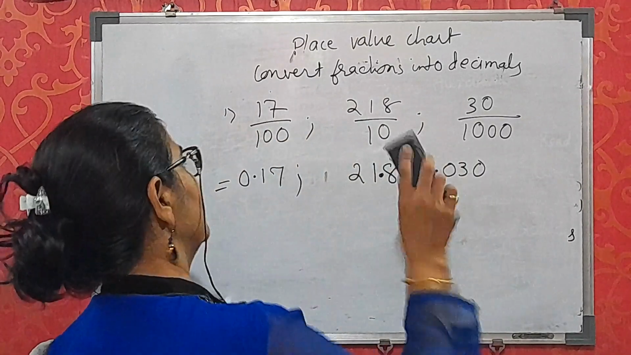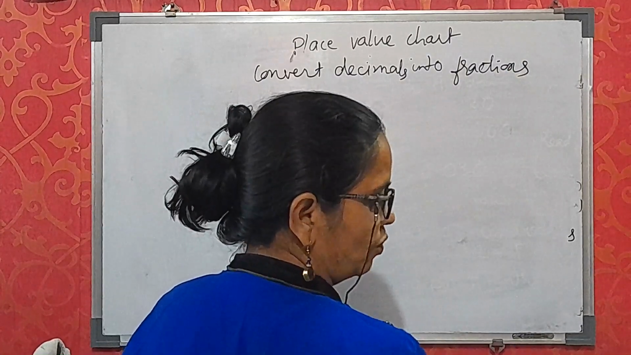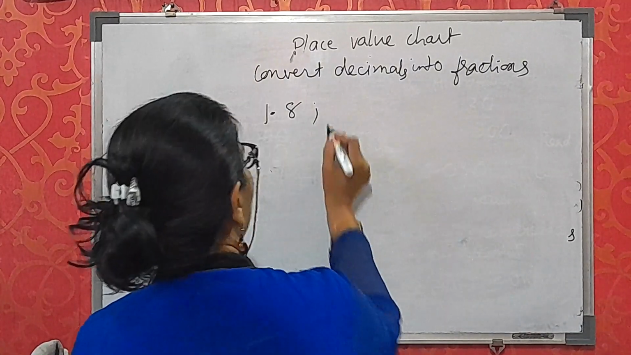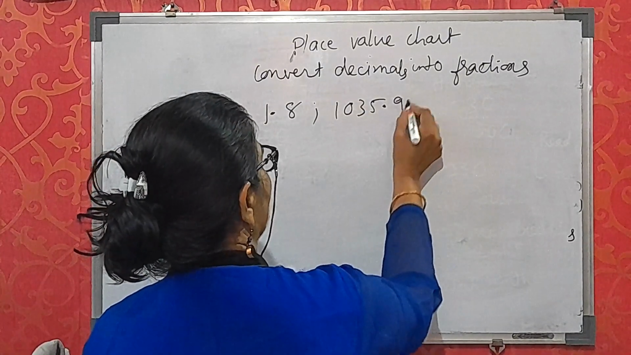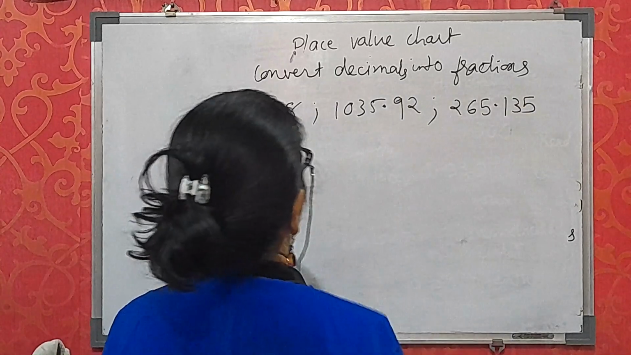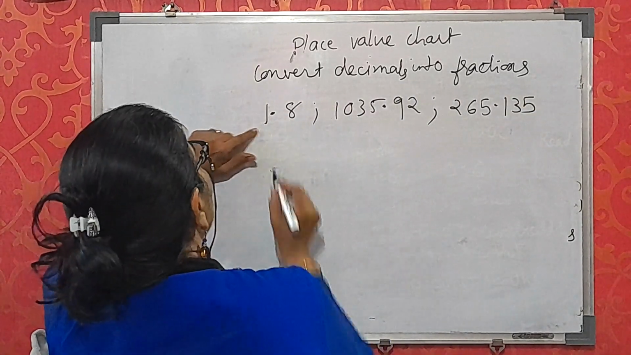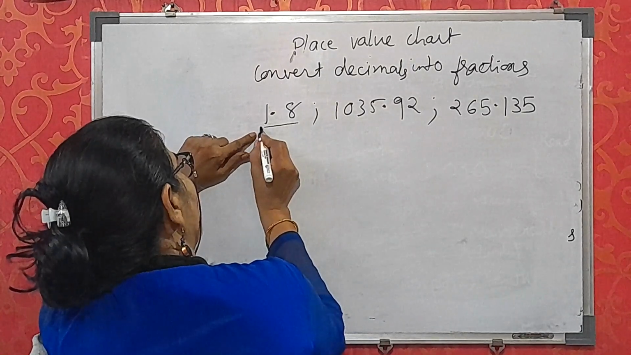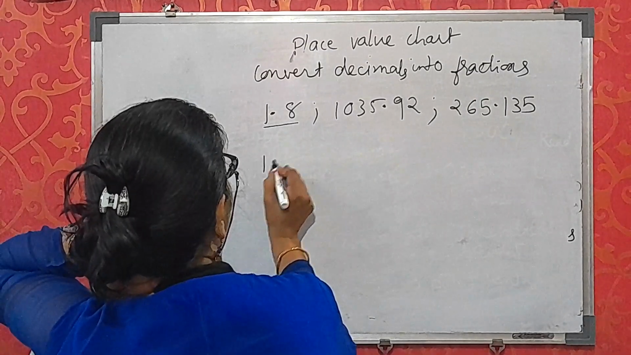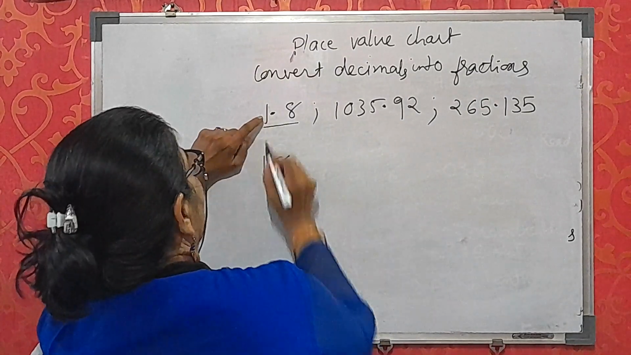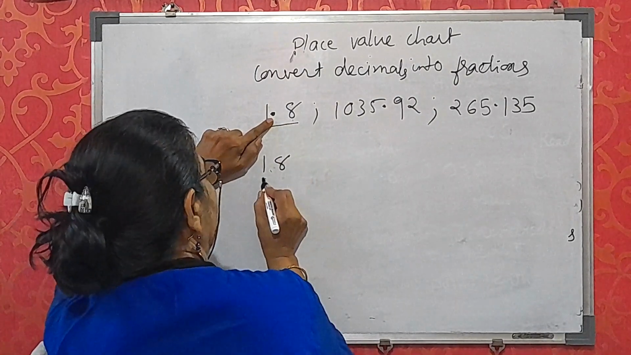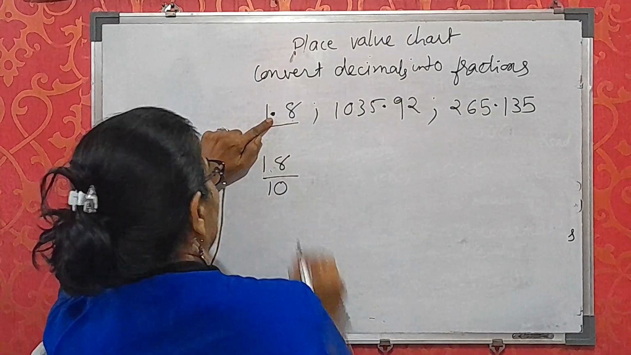Now we are converting decimal to fraction. Convert decimals into fractions. Now suppose your example is 1.8, 1035.92 and 265.135. So simple. First of all you write the entire number without decimal. Here 1.8. If I remove decimal point, I will write 18. Now after decimal, how many places are there? Only one, tenths place. So I will put 10.